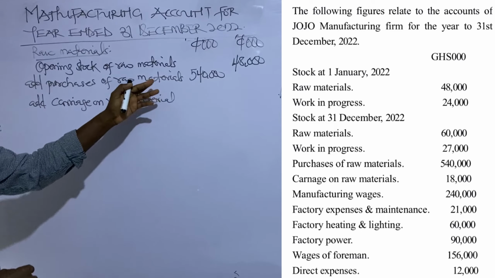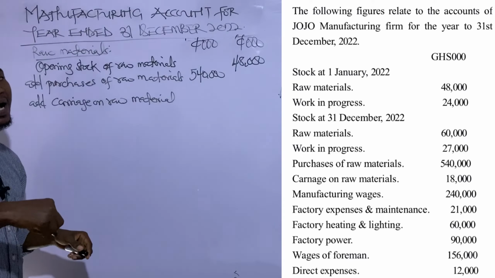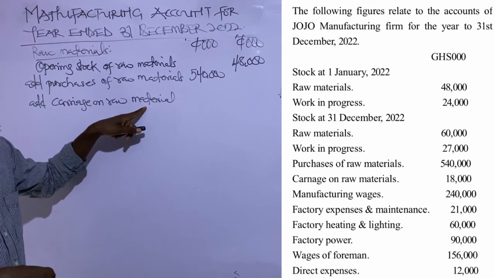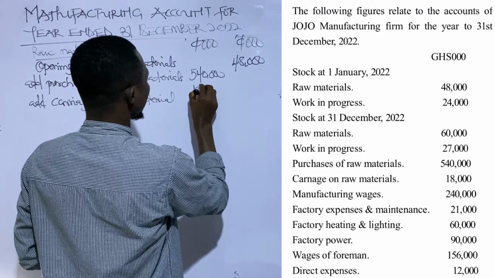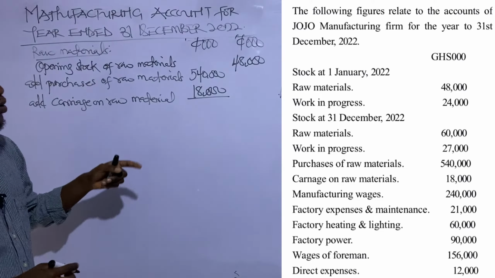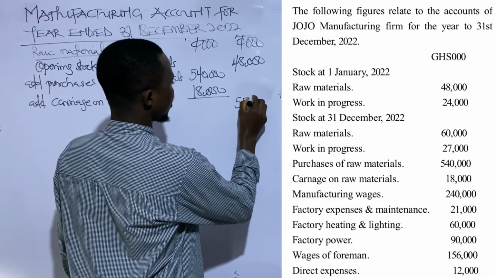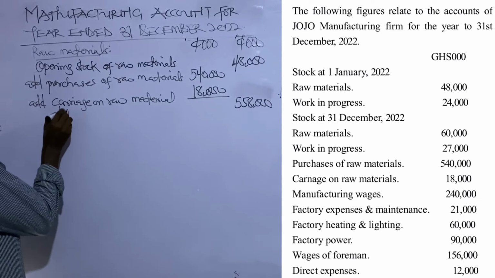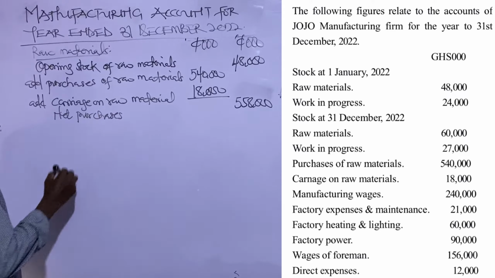So when we add the purchases of raw materials, then if there are any other costs that we incurred in bringing that raw material to the premises, we have to add it. Is that okay? And that is an amount of what? 18,000. So when we add the carriage, we will arrive at an amount of 558,000. And this represents the net purchases of raw materials.